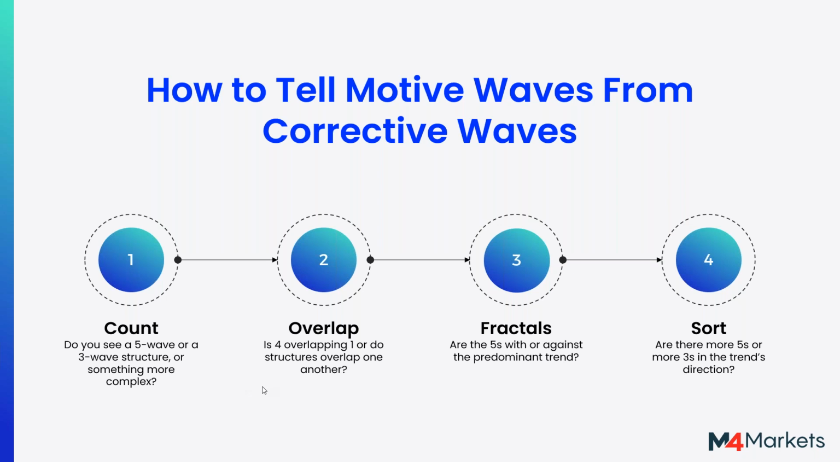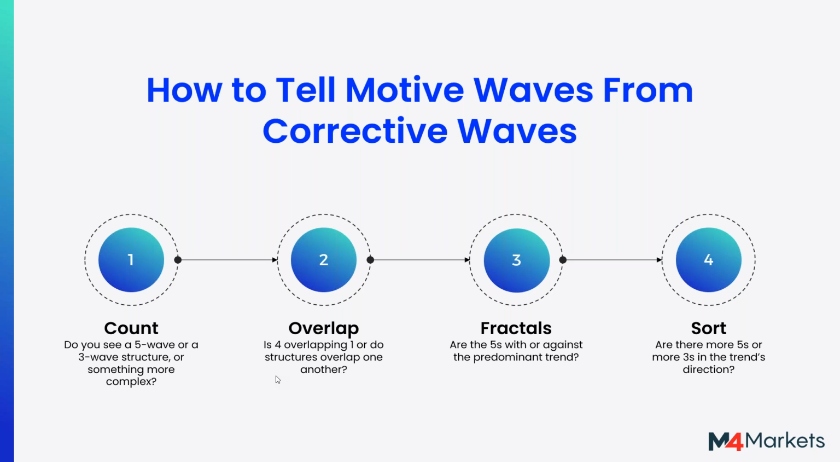Is there an overlap between waves 1 and 4, or between any of the waves? We mainly care about seeing 5 waves going up or down without overlaps. So if there is an overlap, then probably that's not an impulse, at least, but maybe it's still a motive wave. Do you see any fractal relationships?